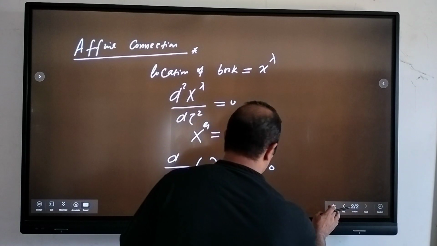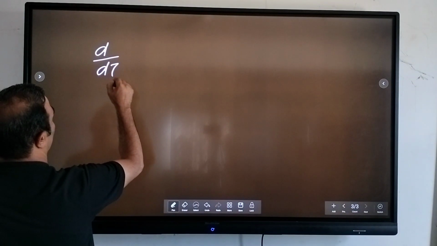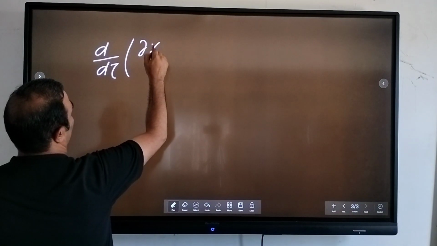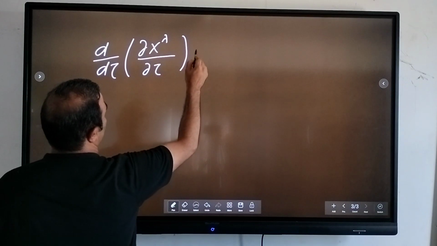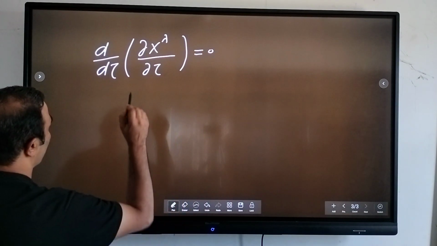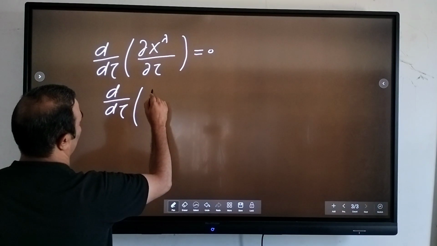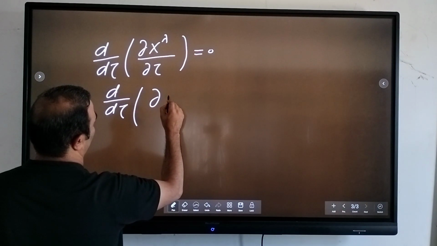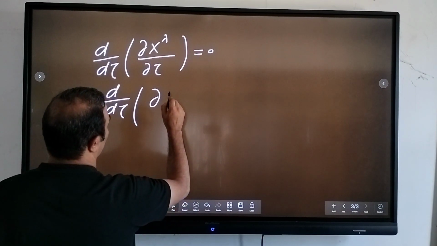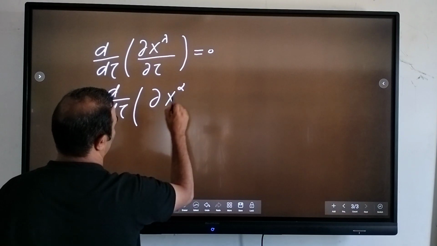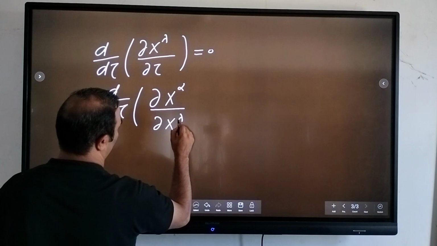So our equation is basically d by d tau, so that's equal to this, right? So what I will do here, I can write this as some, so we can write that partial x alpha by partial x, right?